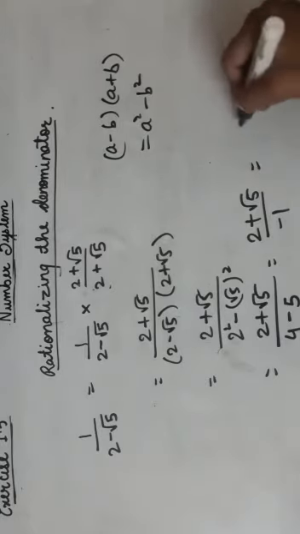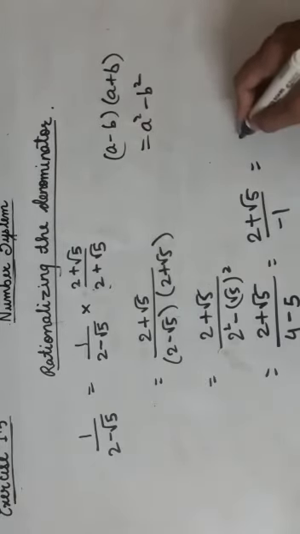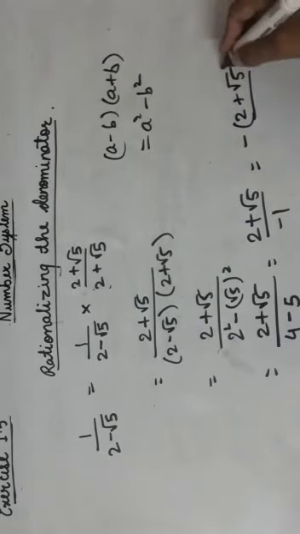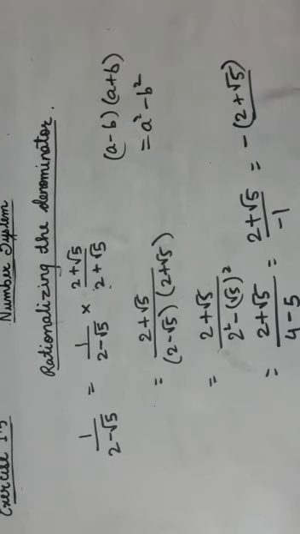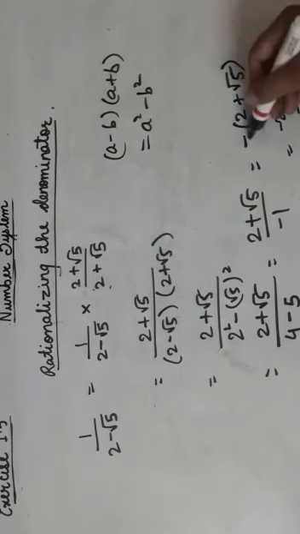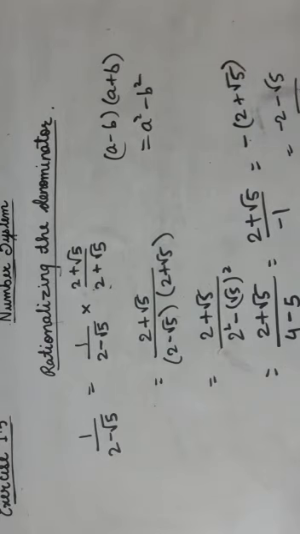So it will be 2 plus root 5 upon 4 minus 5, which is minus 1. So if I multiply that minus 1 in the numerator, it will be minus 2 plus root 5 upon 1. Even if you don't write that denominator 1, it doesn't matter. Clear? So it will be minus 2 minus root 5. This will be your final answer. This minus sign I have multiplied inside the bracket. So minus into 2 is minus 2 and minus into plus root 5 is minus root 5. So this is your final answer.